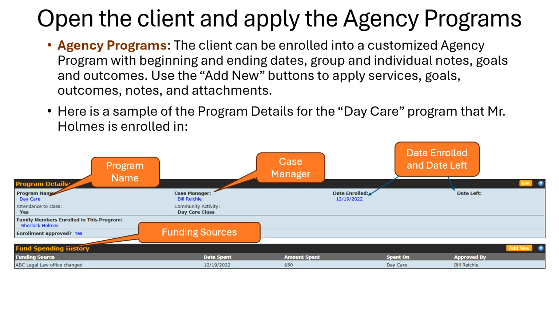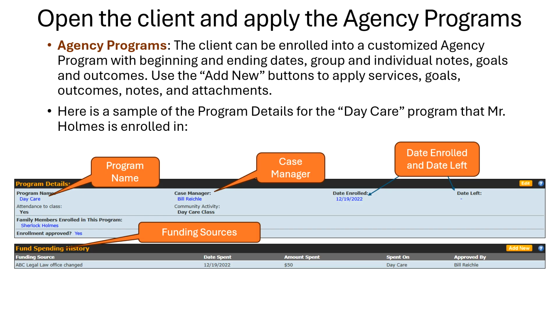Now that the client has been opened, you're going to apply the agency programs for that client. The client will be enrolled into a customized agency program with the beginning and ending dates, group and individual notes, goals, and outcomes. So you'll use the Add New buttons to apply services, goals, outcomes, notes, and attachments.